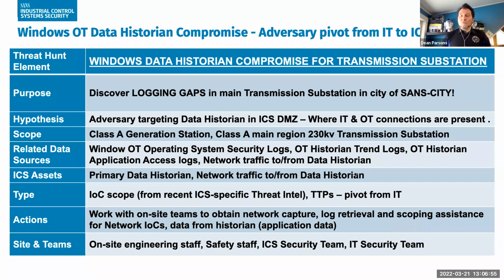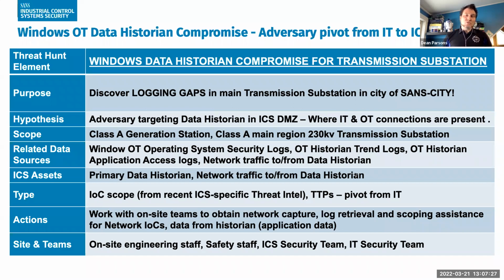So the scope for us will at this site be our class A site, we'll call it, or our primary site. It can be a generation facility, but also our main region facility for the transmission area. In this case, maybe we have 230 kV transmission substations, which is fairly large. So with regards to the scope, we know now physically where we're going to conduct the actual hunt. Now, of course, we have to determine what kind of data sources we're going to glean from these environments. Now, of course, we have to meet with different teams on site as well.